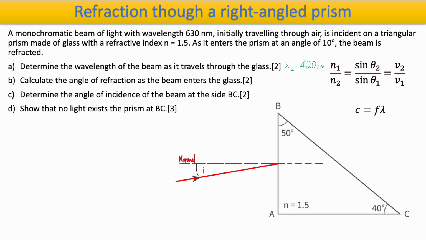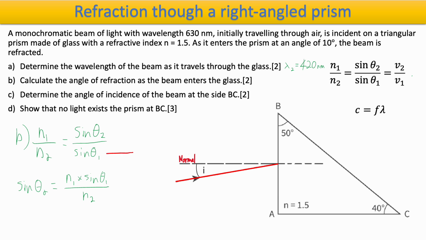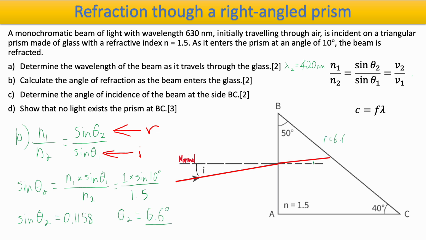The next problem is calculate the angle of refraction. So we're going to use the first two sections of Snell's law. We're not too worried about the velocity just now. We substitute in our numbers, so the incidence is right here, first angle. After it's gone across the boundary, it will refract. So the angle of refraction is the second theta there, sine theta 2. Substituting in our numbers gives us 6.6 degrees, pretty small angle.